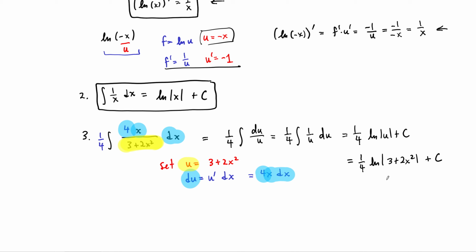But sometimes it's not okay, right? If the function inside of your natural log could be negative, then you cannot drop those bars. So I would say just err on the side of caution and always keep those bars there.